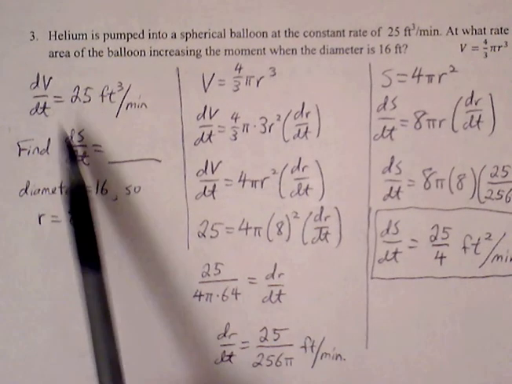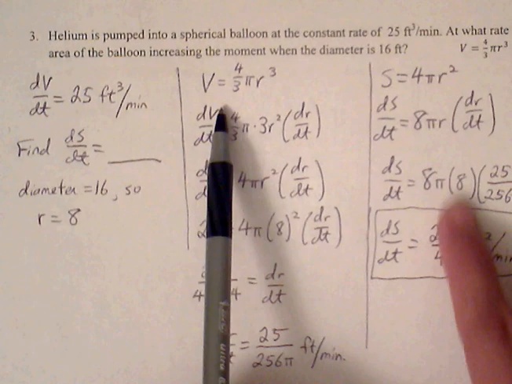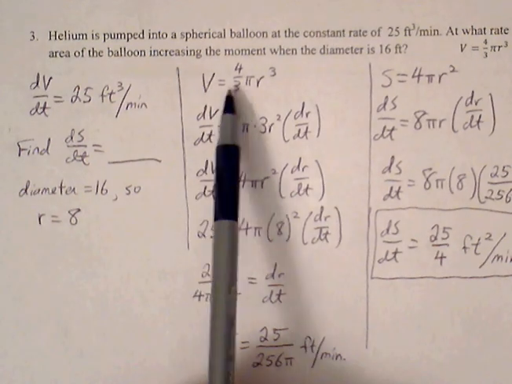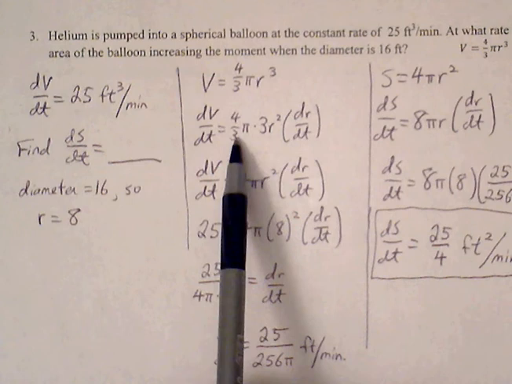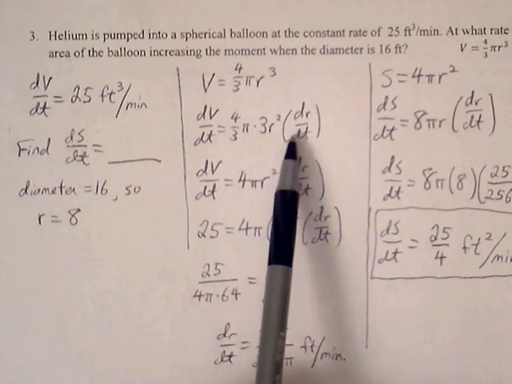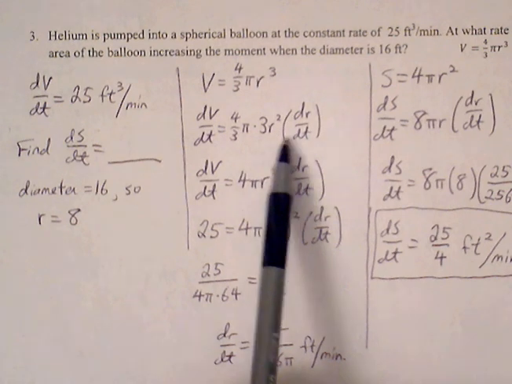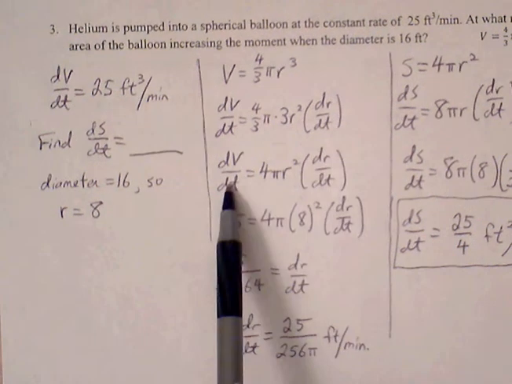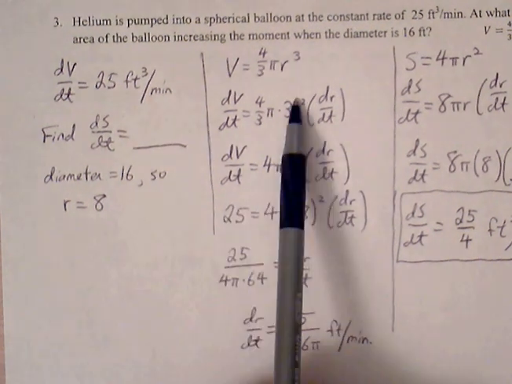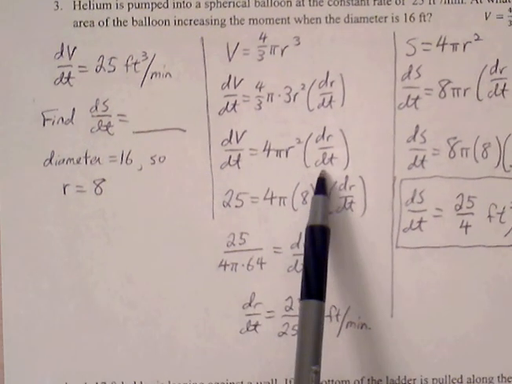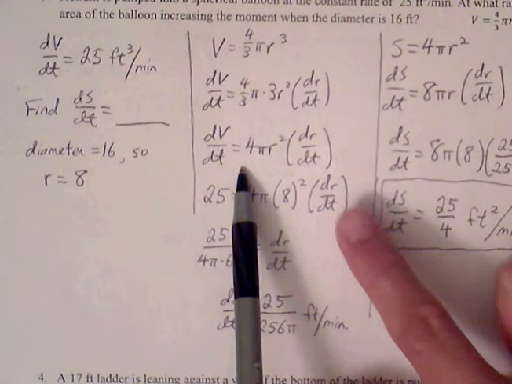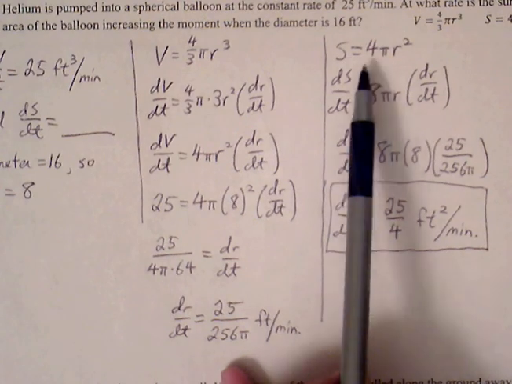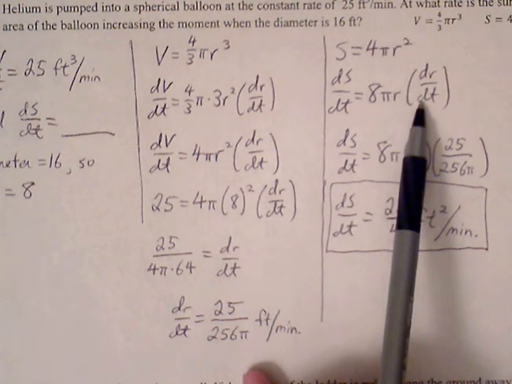All right, so we're trying to find dS/dt given dV/dt and the radius, so we have to work our way down to the derivatives. V becomes dV/dt, 4/3 pi, the coefficient stays, r cubed becomes 3r squared, but we're involving r as a derivative, so we attach dr/dt. Simplifying some more, we get dV/dt equals 4 pi r squared dr/dt, because the 3's cancel out. We'll stop there for now and look at the surface area derivative. S becomes dS/dt, 4 pi r squared becomes 8 pi r dr/dt.